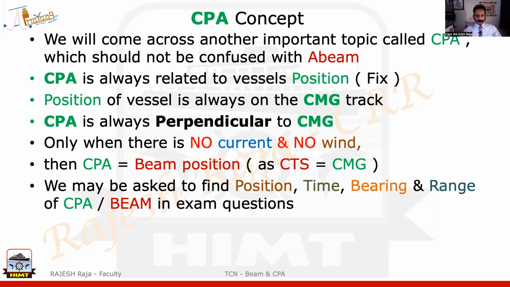Now, why do I need to know all this? Because in numericals, they may ask you the position of the beam, the time when you go abeam, the bearing at that particular moment when you are abeam to any object, the range between you and him when you are abeam. And exactly the same four titles, position, time, bearing, and range, can be asked for CPA also, because CPA is also a very important issue.